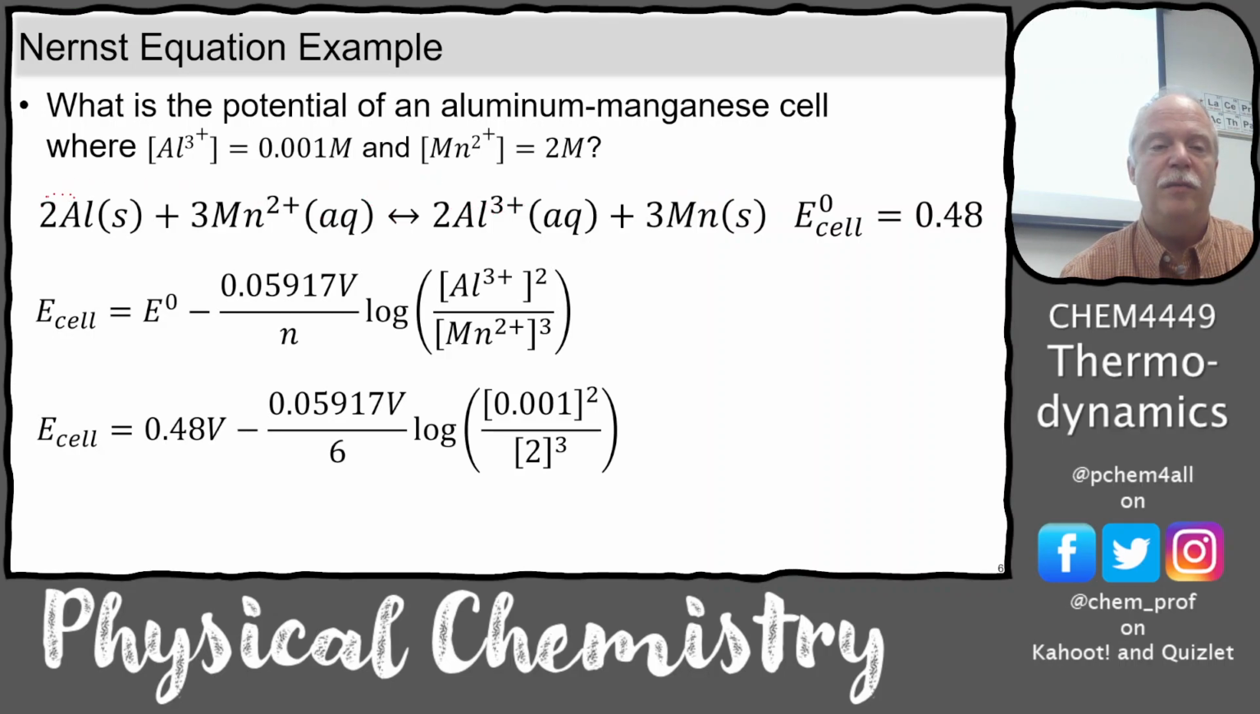So the aluminum gave up 6 electrons to become 2 aluminum 3+ ions, and the manganese grabbed 6 electrons to be 3 manganese metal atoms. So we can put that 6 down here in the denominator. So this is the 6 here. That's the number of electrons, 6 moles of electrons.